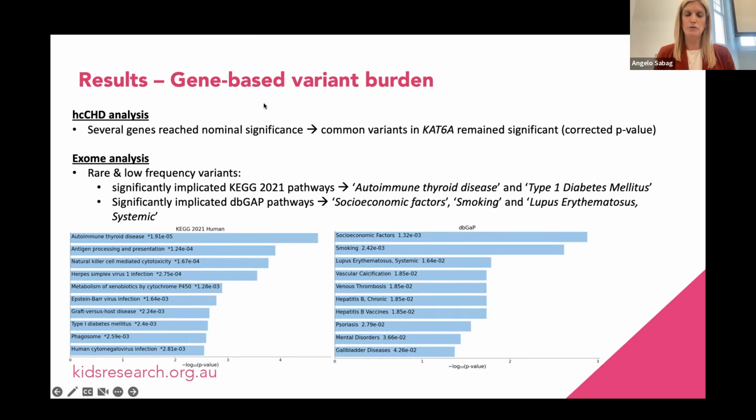And this was quite interesting to note because KAT6A is only recently discovered, so it probably has more of an involvement than we realize.